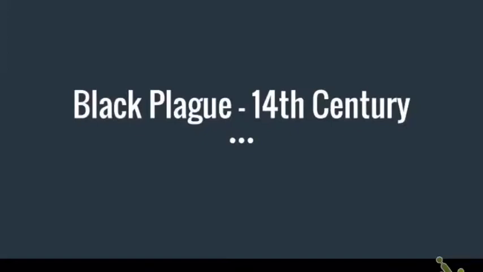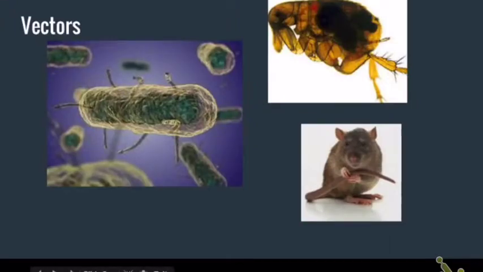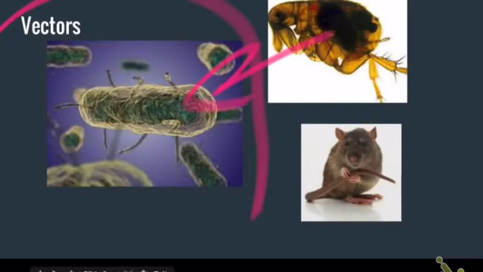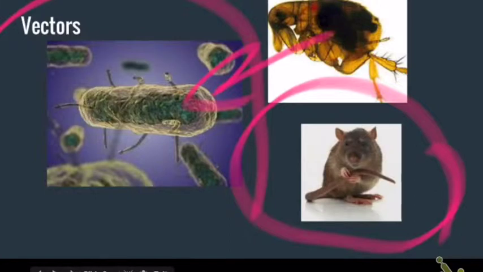Okay, so Black Plague, 14th century, good times. Right here you have your vectors. You have your bacteria, Yersinia pestis, right? Which was digested by the flea. Which then jumps on your friendly rat right here. Look at him, kind of nice, holding his tail. Doesn't look friendly. Hi.